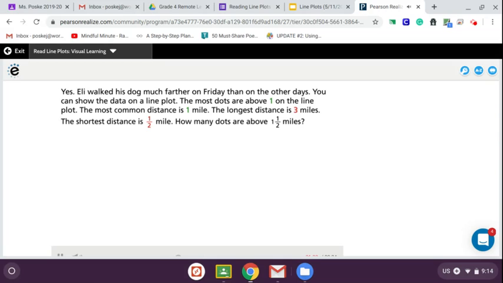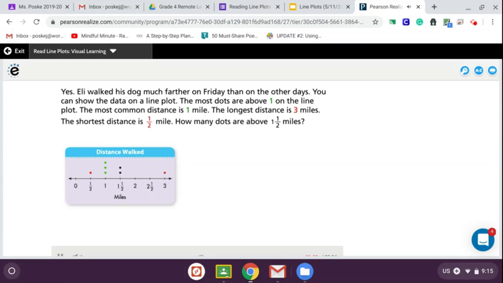You can show the data on a line plot. The most dots are above 1 on the line plot. The most common distance is 1 mile. The longest distance is 3 miles. The shortest distance is 1/2 mile.